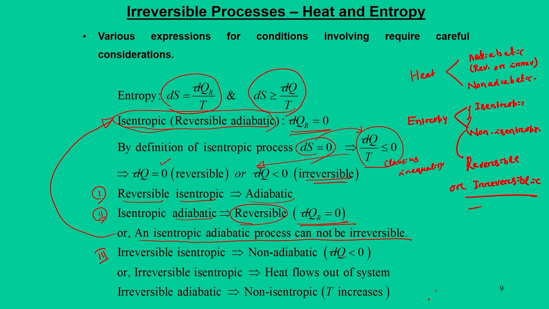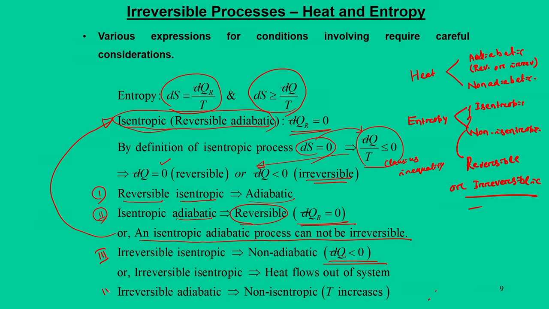So, the case 3, irreversible isentropic. Irreversible isentropic means your dS is equal to 0, but your dQ is less than 0, because this will come from the Clausius inequality. So, when I say the process is irreversible but isentropic, it is of course a non-adiabatic process, but dQ is less than 0. Which means in an irreversible isentropic process, heat always flows out of the system. So, dQ is always negative, less than 0.